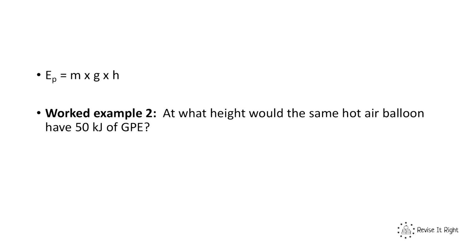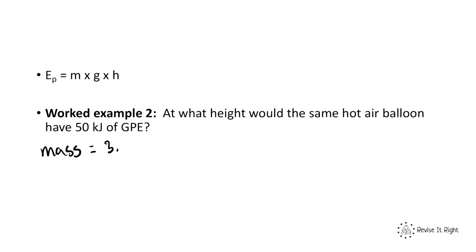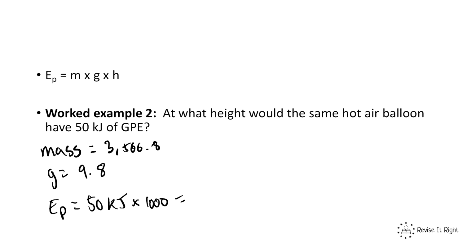So let's go through one more worked example. At what height would the same hot air balloon have 50 kilojoules of GPE? First, what figures do we know? Well, we worked out the mass of the last one was 3,566.8. So that's the mass. And the gravitational field strength is still 9.8. And we want that to have a GPE, a gravitational potential energy, of 50 kilojoules. Remember that's kilojoules, so we do need to convert that. We can times it by 1,000, which will give us 50,000 joules.